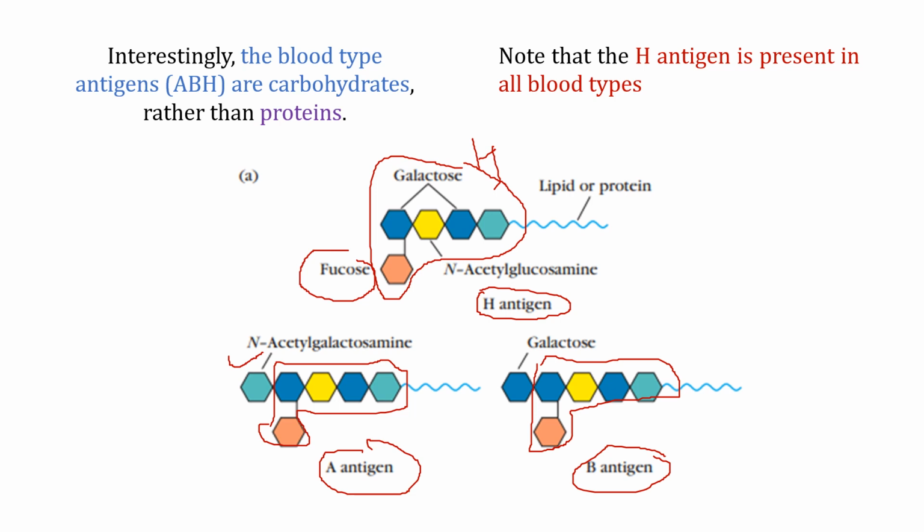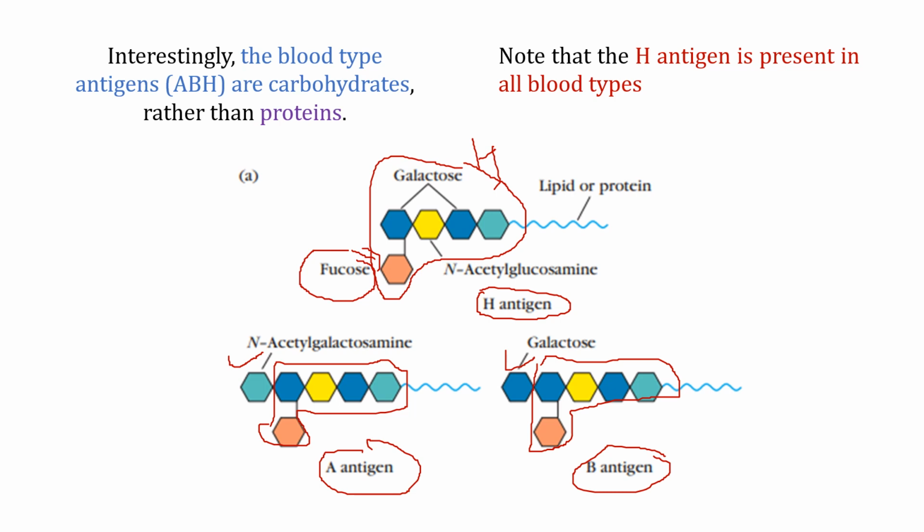The antibody engaged to group B antigen bound to galactose residues. Here are the galactose residues. And third, the antibody engaged toward the H antigen bound to fucose residues. Here are the fucose residues. So the H antigen is present in all the blood types.